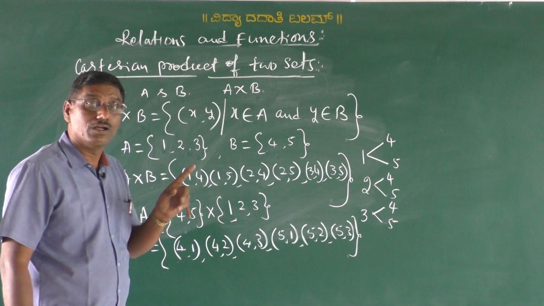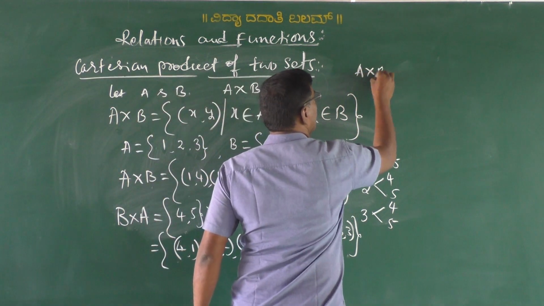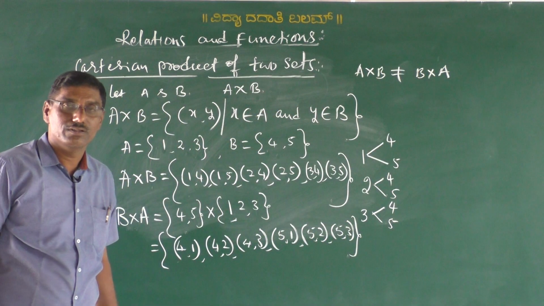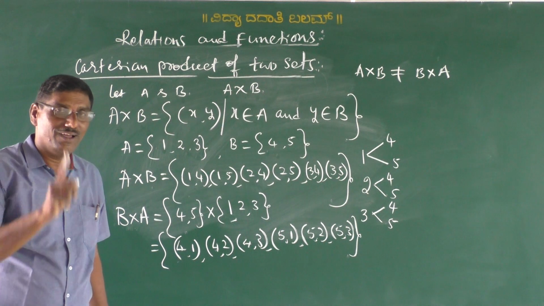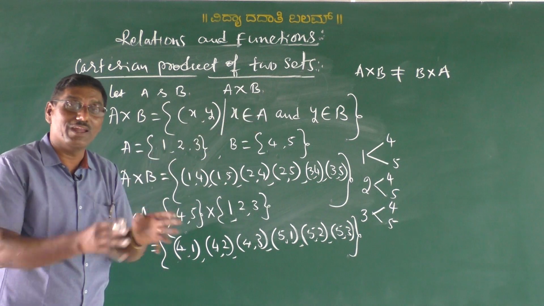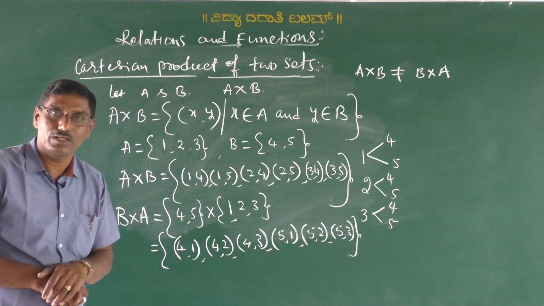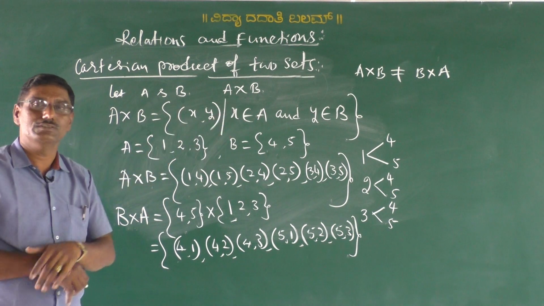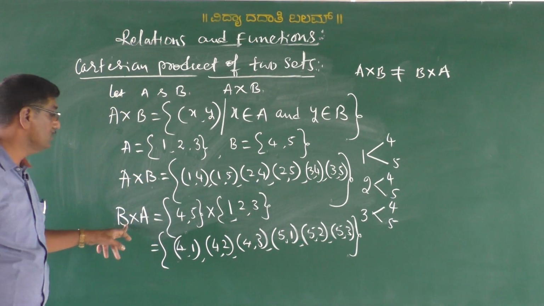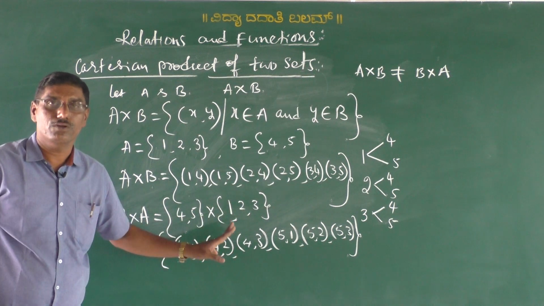Therefore, we conclude that A cross B is not equal to B cross A, unless A and B are equal sets, in which case they are equal, no doubt. Otherwise this is not possible. So A cross B is not equal to B cross A. Do you understand, all of you?